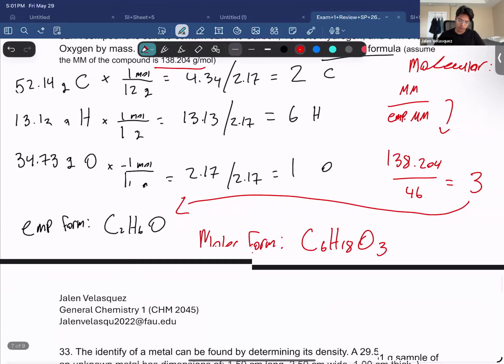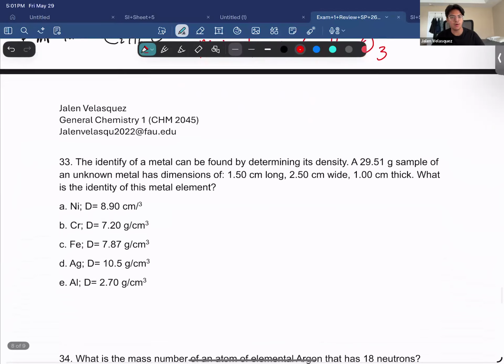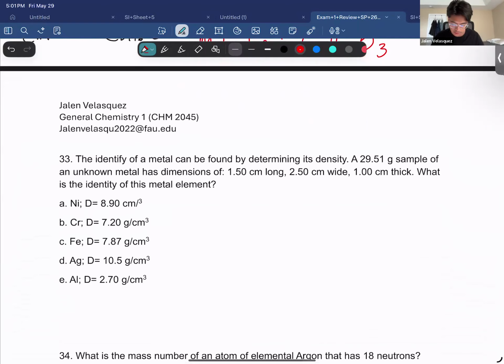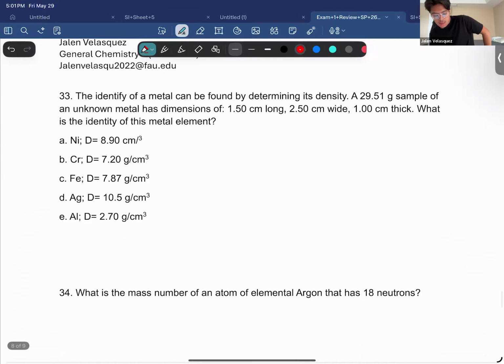All right, moving right on to our final page here. I know I'm just a little over my time, but we're almost done. So the identity of a metal can be found by determining its density. A 29.51 gram sample of an unknown metal has dimensions of 1.5 centimeter by 2.5 centimeter by 1 centimeter. What's the identity of this metal?